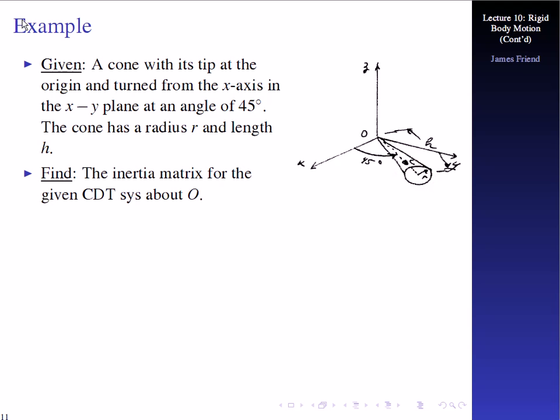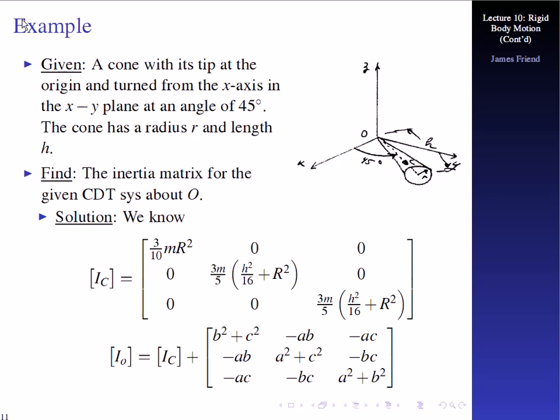What we're going to look for is the inertia matrix for the given coordinate system about O. We know what the inertia matrix is, and if you don't, you can go look that up, about the center of mass: 3/10 m r squared about x. This is about the long axis of rotation, so it's about this direction. And then we have 3 times m divided by 5, where m is the total mass of the cone, times the quantity h squared divided by 16 plus r squared, about the other two axes, like our x prime and z prime axes, for example. And if you notice, we've got to go from the center of mass up to the tip, so we have to do a parallel axis theorem transformation. And then once we've done that, we have to rotate it by 45 degrees.